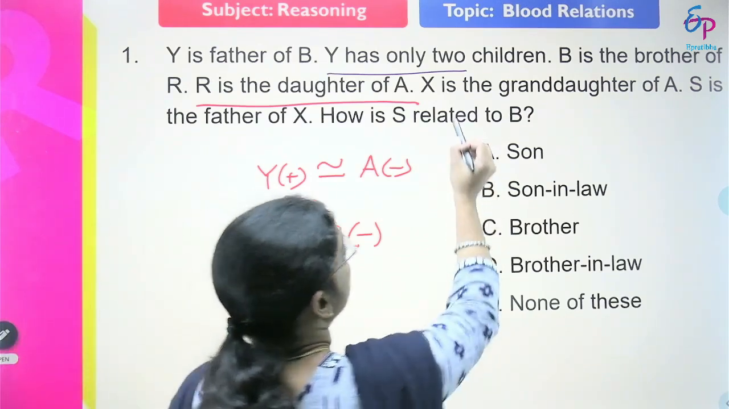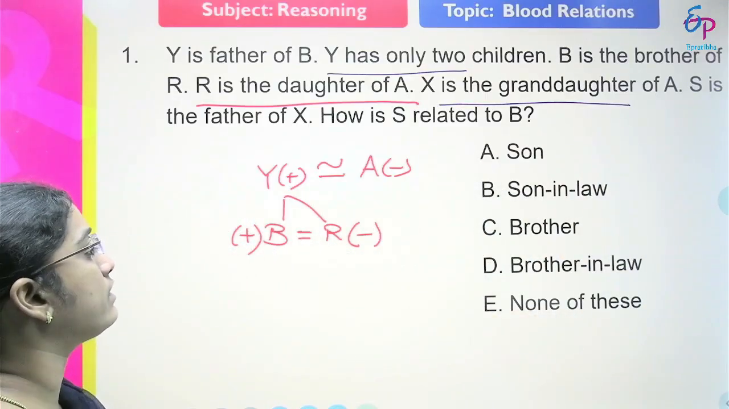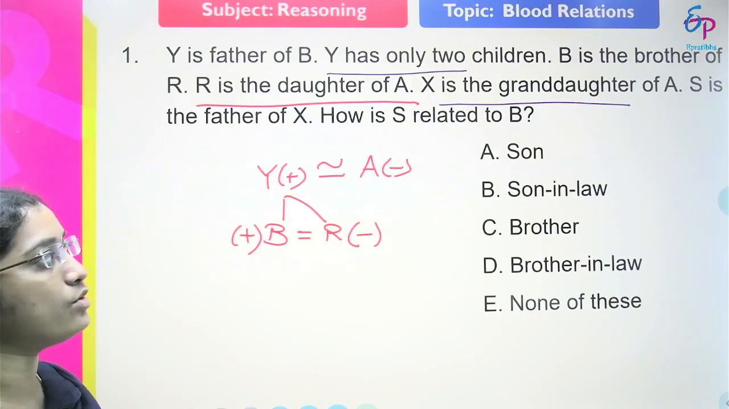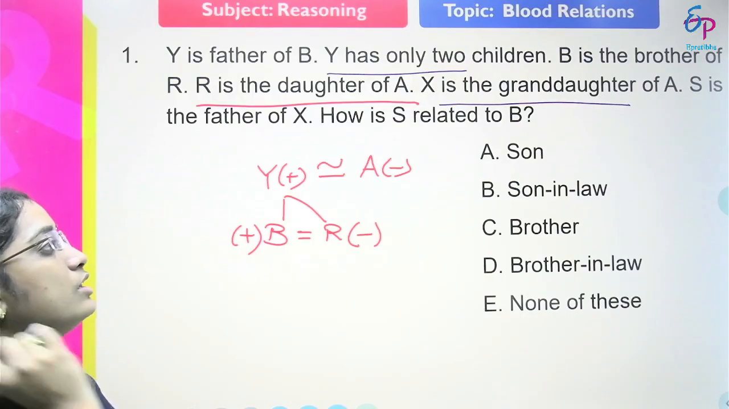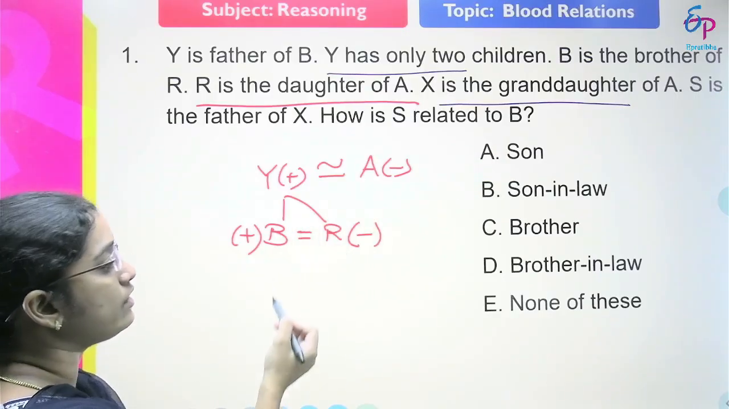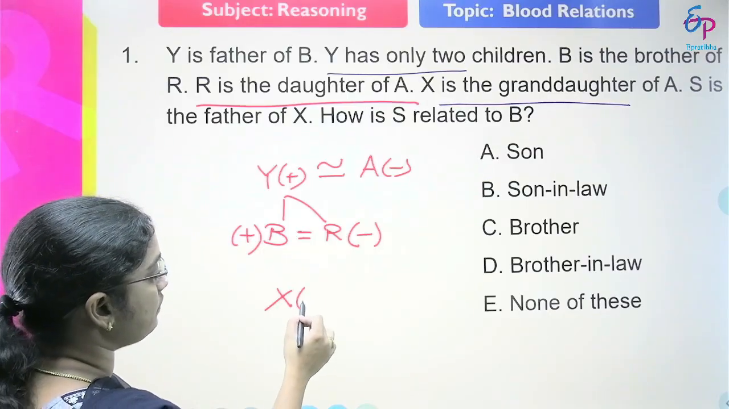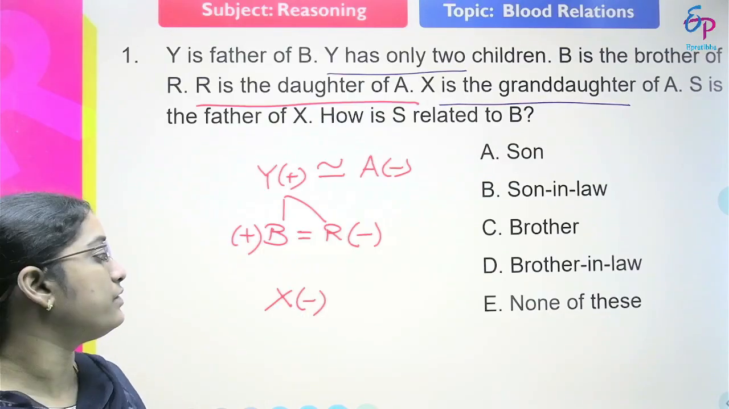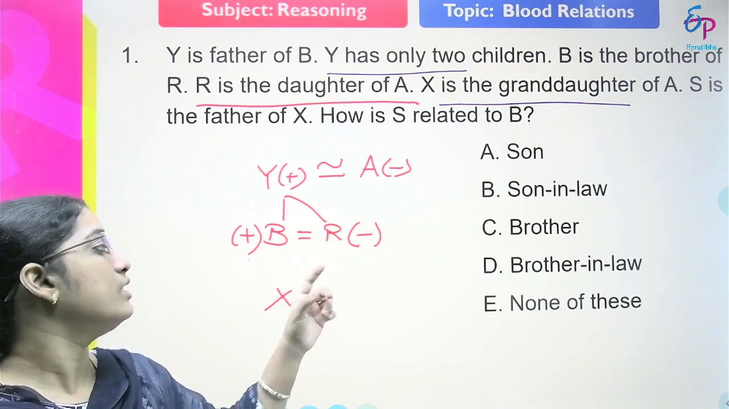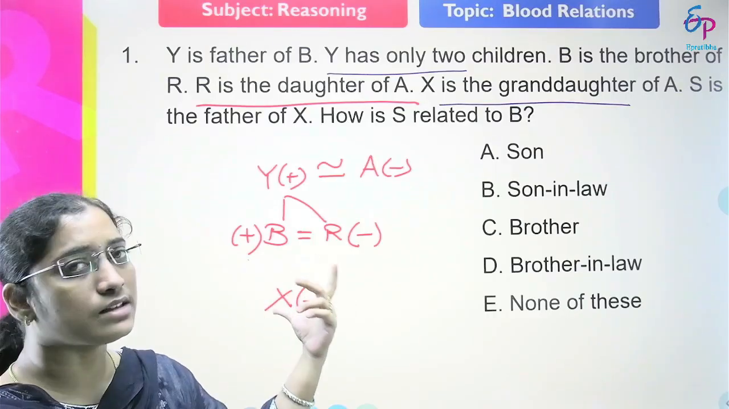Okay, the next information: X is the granddaughter of A. X is the granddaughter means that the granddaughter is in the third generation, right? So already A is in the first generation, which means the granddaughter is in the third generation. X is the granddaughter, that means female, so minus. But just observe here, friends, if X is the child of B, then X is granddaughter of A. If X is a child of R, then also X is granddaughter of A only.